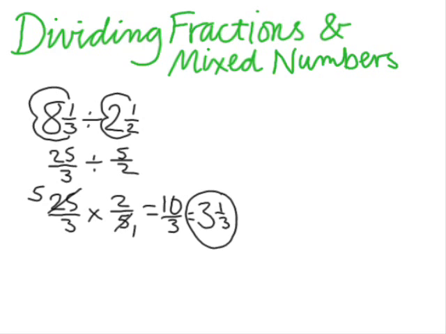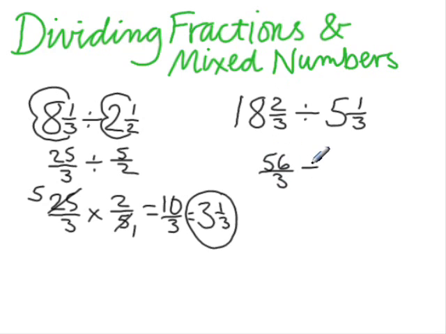Let's take another example. 18 and 2/3 divided by 5 and 1/3. Let's convert it into fraction form first. 3 times 18 will give us 54. 54 plus 2 gives us 56. 56/3 divided by 3 times 5 is 15, plus 1 is 16/3.